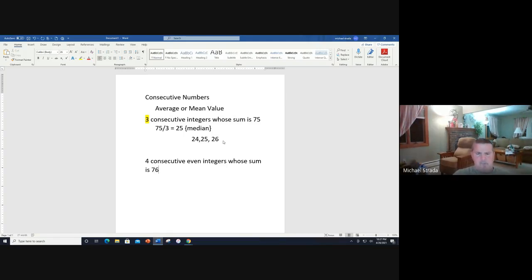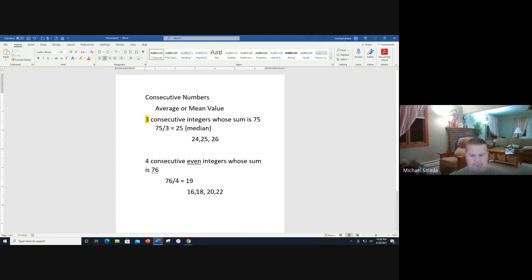So now it's a little different. Okay? Well, what I would do is go, okay, 76 divided by 4 is 19. But realize they have to be even, and 19 is not an even number. Well, I would take the number before 19, which is 18, and I would take the number after 19, which is 20. All right. Then I would work from there. The number before 18 would be 16. And the number after 20 would be 22. And then add them up.